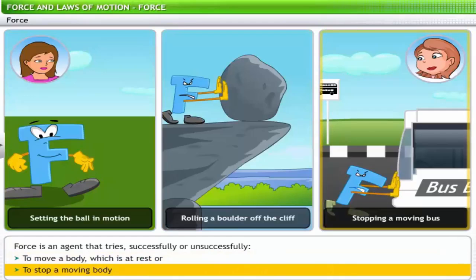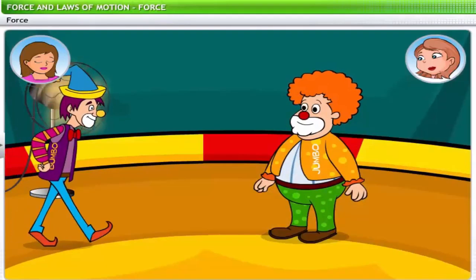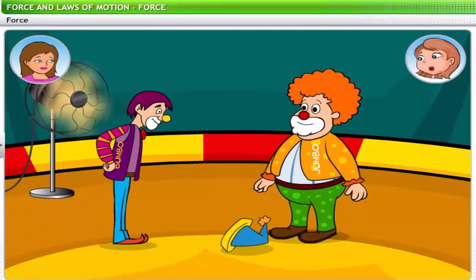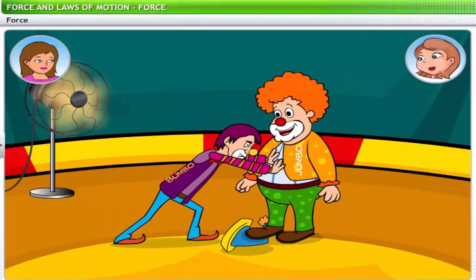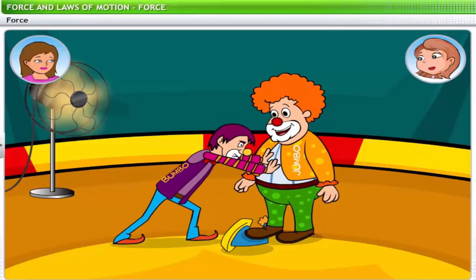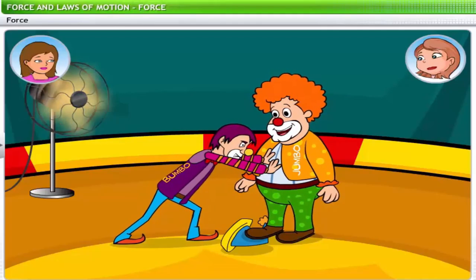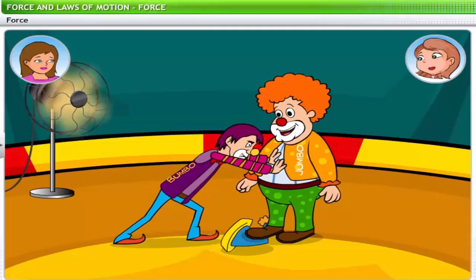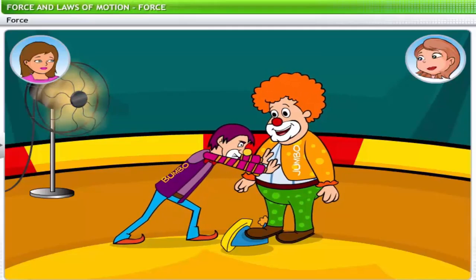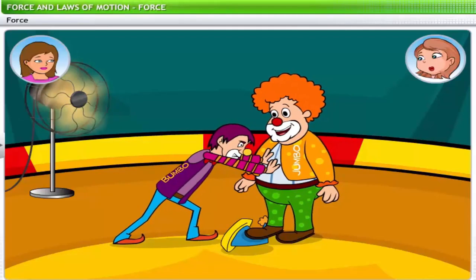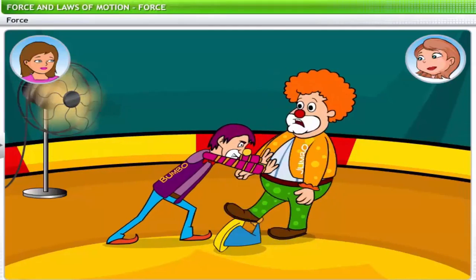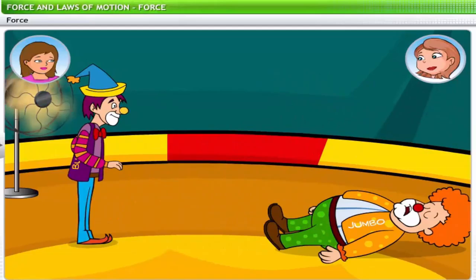Let's go back to Bumbo and Jumbo and their clown act in the circus. Bumbo applies force on Jumbo, trying to push him away so that he can retrieve his cap. Initially, Bumbo does not succeed, even though he's trying hard and exerting force. I guess he needs to push harder. That's right. When Bumbo increases the force exerted on Jumbo, he is able to push Jumbo away. There you go. He got his cap.